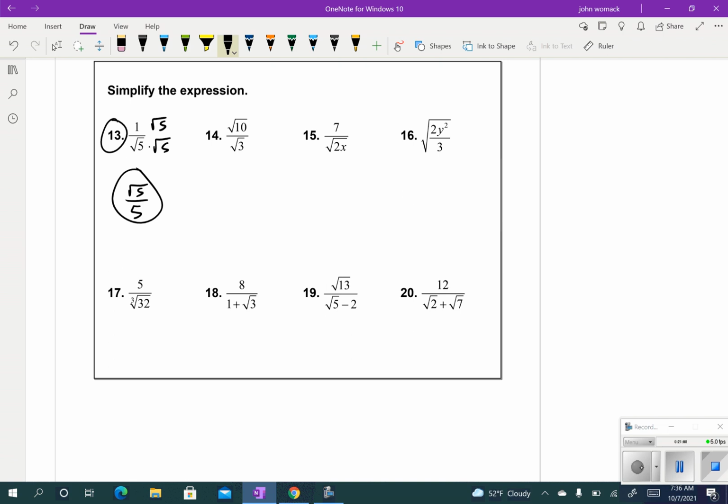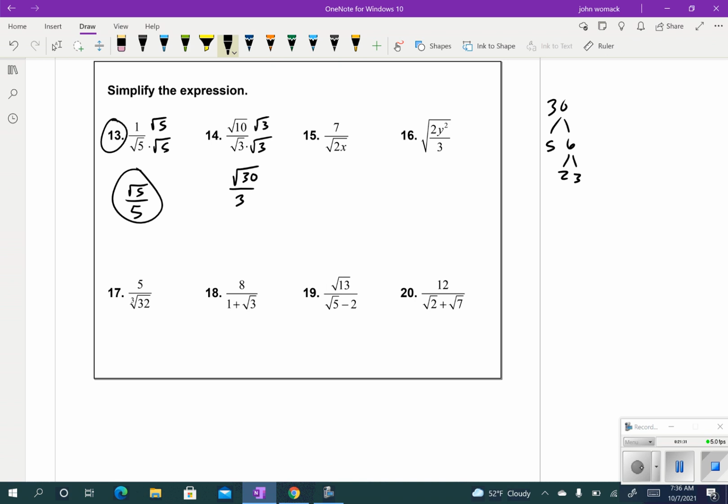For 14, I got the square root of 10 over the square root of 3. Again, I want to get rid of that square root on the bottom, so I multiply by itself. On top, I get square root of 30. On the bottom, I get square root of 3 times square root of 3, which is 3. I've got to check to see if 30 simplifies. 30 is 5 and 6, 2 and 3. There are no repeated factors, so I can't simplify it.